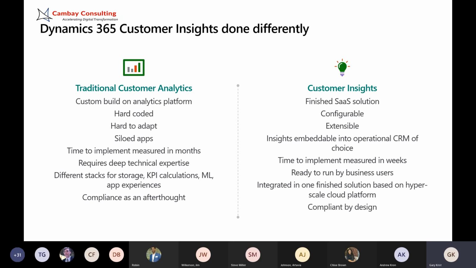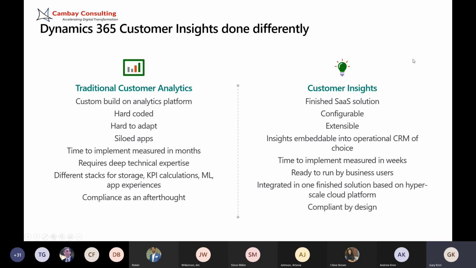Time to implement was measured in months, and it required real heavy technical experience. And also we had different stacks of storage for KPIs and machine learning. Again, we're all different. And compliance wasn't even thought of.